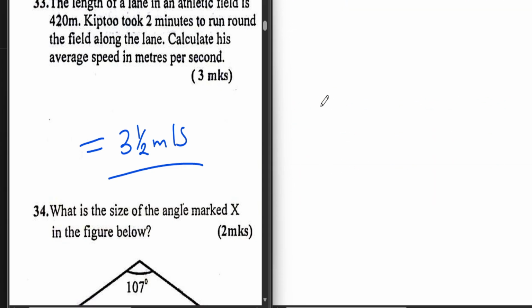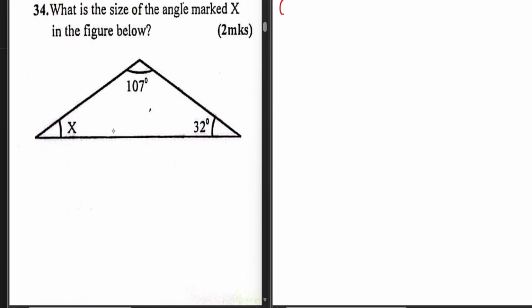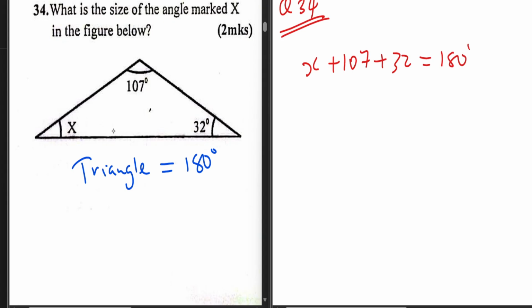Now, just bear with me, we're about to finish. This is question 34. What is the size of the angle marked X in the figure below? Remember, angles in a triangle add up to how much? Add up to 180 degrees. So if we have X, we have 107, we have 32, all of them should add up to 180.